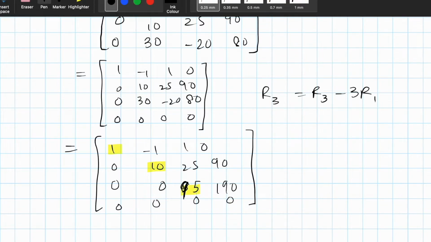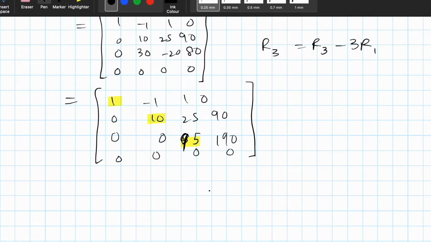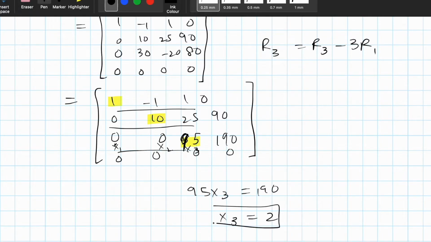Now, what do we do? What we do is we multiply these equations by their corresponding variables. What do we mean by that? This corresponds to x1, this corresponds to x2, this corresponds to x3. So this means 95x3 is 190. This means x3 is actually 2.